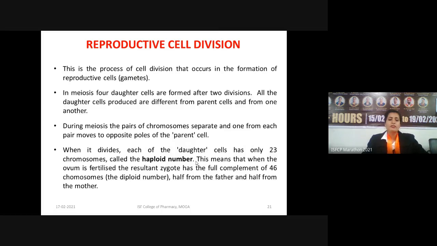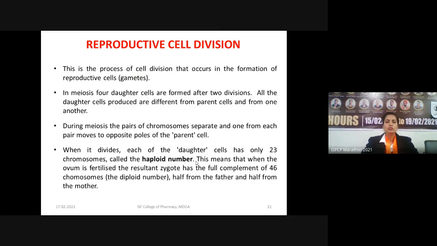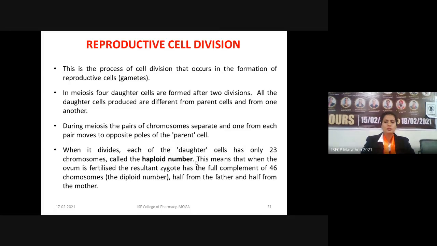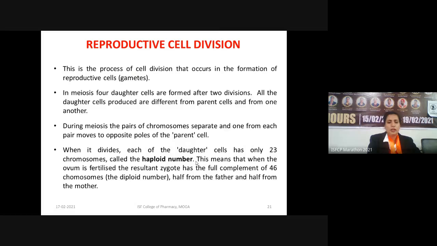When fertilization takes place, that means the meeting of the sperm and the ovum, the resultant zygote that is formed has a full set of 46 chromosomes. These 46 chromosomes come from 23 from the male side and 23 from the female side, which make the 46 chromosomes. This 46 is the diploid number and 23 was the haploid number. Hence, half from the father and half from the mother.